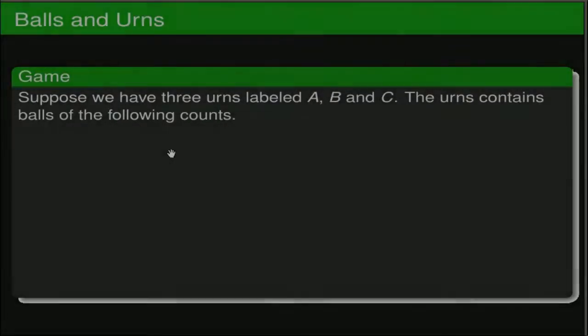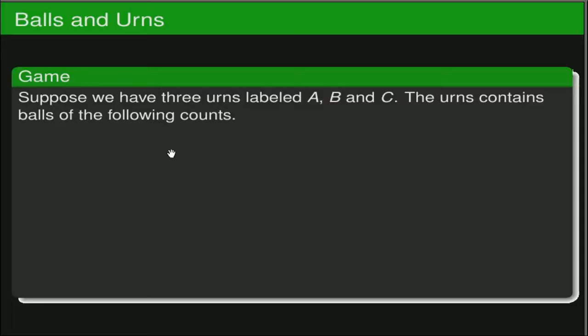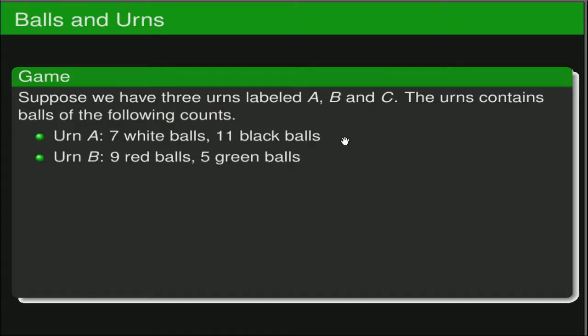Now, as another example of using random variables, let's introduce another game. Suppose we have 3 urns labeled A, B, and C. The urns contain different numbers of balls with the following counts. Urn A has 7 white balls and 11 black balls. Urn B has 9 red balls and 5 green balls. Urn C has 6 red balls and 10 green balls.